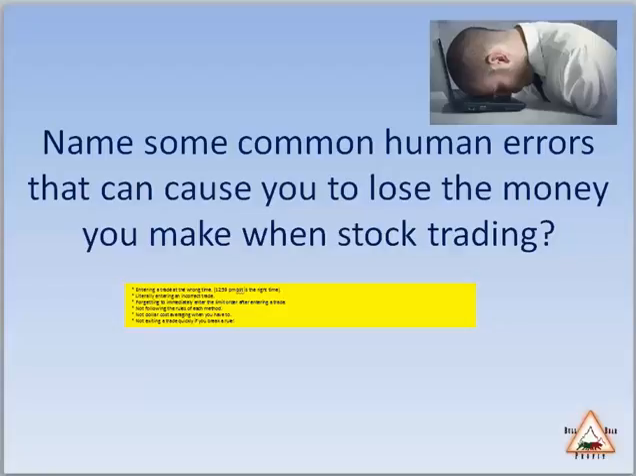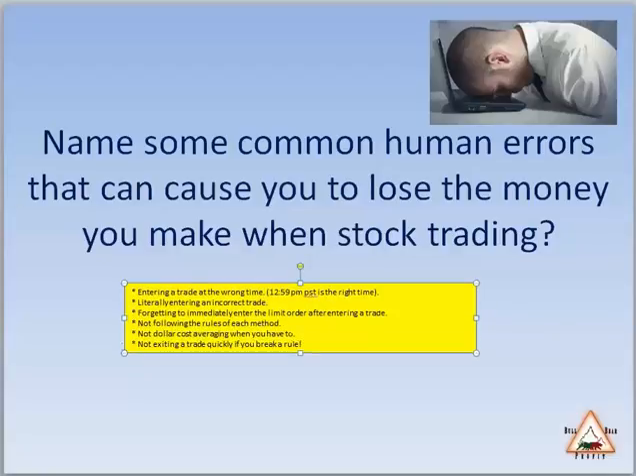Common human errors. You ready? Yes, I'm ready. Entering a trade at the wrong time. Absolutely. Entering the incorrect price. Forgetting the limit order after you enter the trade. Not following the rules of each method that you learned. Not dollar cost averaging when you have to. Not exiting the trade quickly if you break a rule.